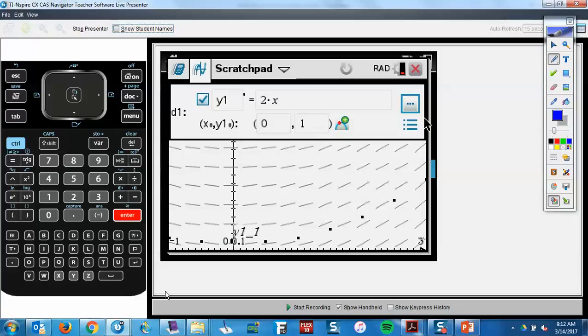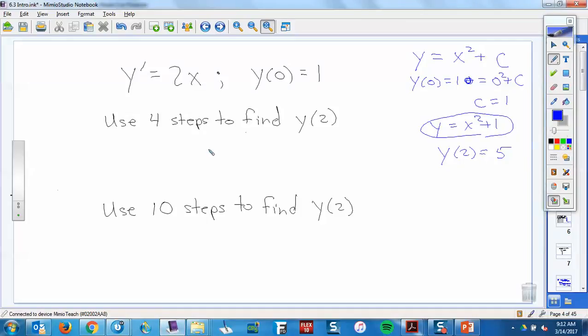Now, remember we had 0.8 before, so we just went through our 4 steps and we found y of 2 to be approximately 4. Now, if I tell you to do 10 steps, automatically that means you get to use your calculator, right? So what do you need to calculate? All you need to do is 2 minus 0 divided by 10, which is 2/10, 1/5, or 0.2. We probably use decimals here. So your step size is going to be 0.2.